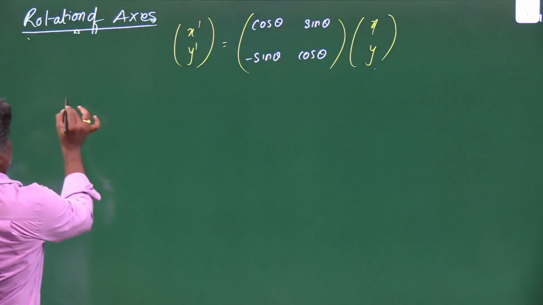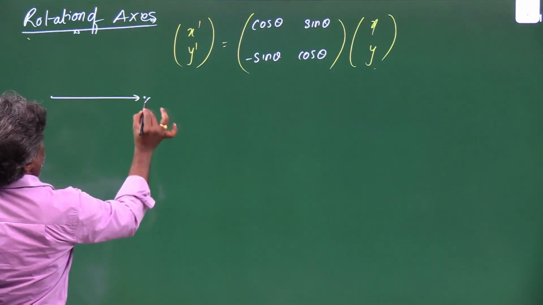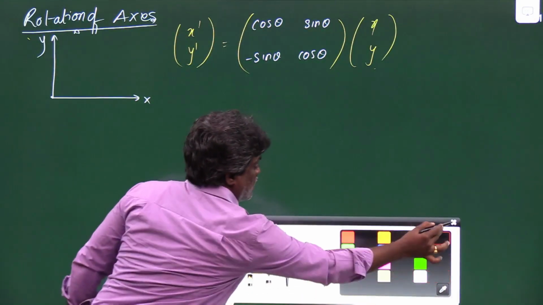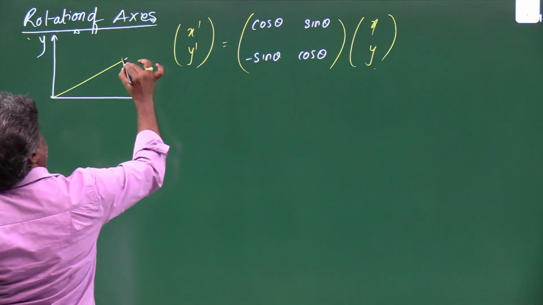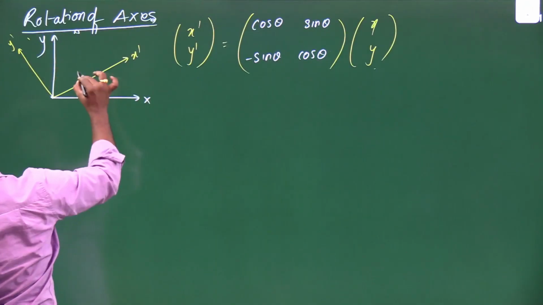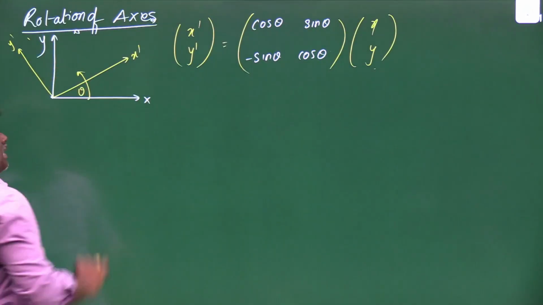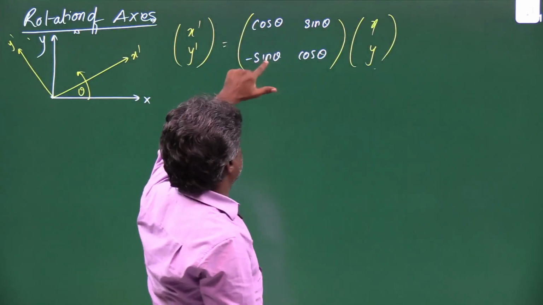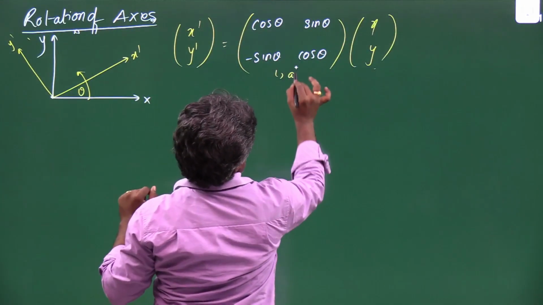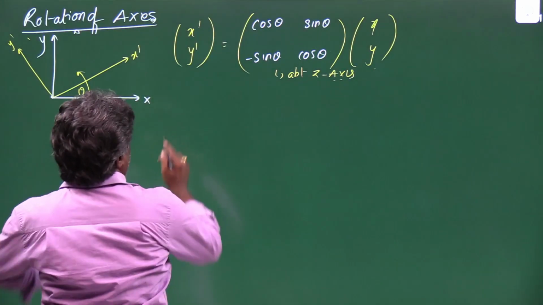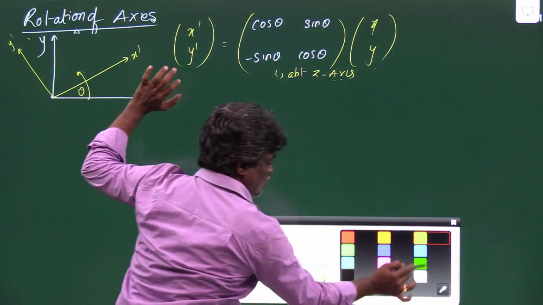Right. So here this is the x-axis and this is the y-axis. Now I am rotating about z-axis. So that's why this will be my new x prime and this is my new y-axis, angle theta. Fine. So this is the rotational operator or rotational matrix about z-axis. That's it. Okay.